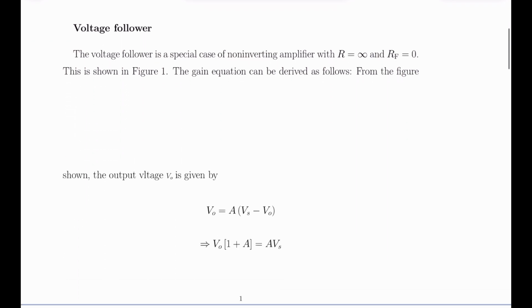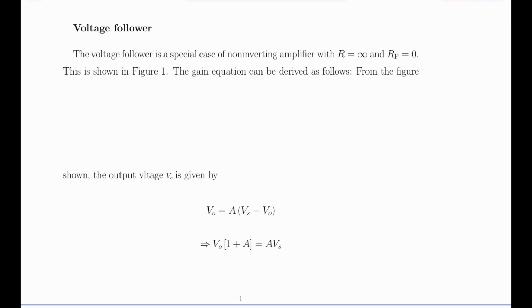The voltage follower is made up of two words. One is voltage, another is follower. So it is a device where one voltage follows another. In particular, the output voltage follows the input voltage. So this is a special case of non-inverting amplifier.